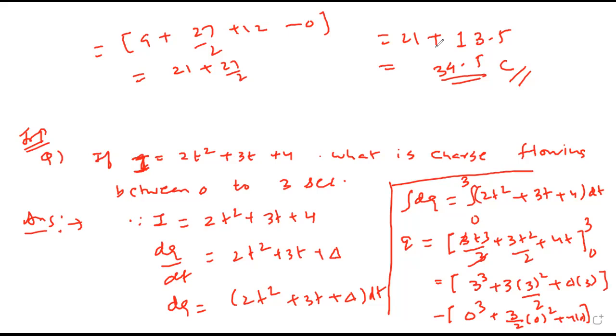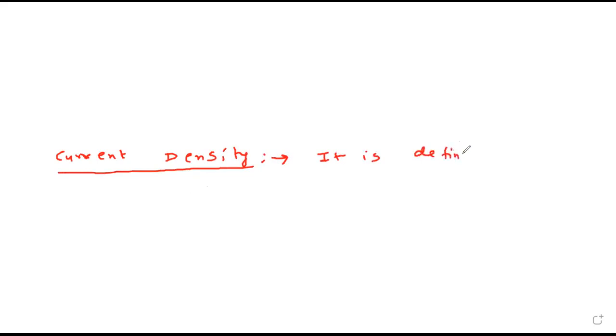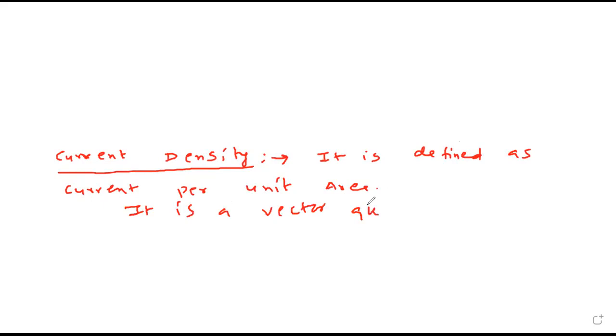Done, sir. Now, what is current density? It is defined as current per unit area. It is a vector quantity, because area is a vector quantity, so current density is a vector quantity.